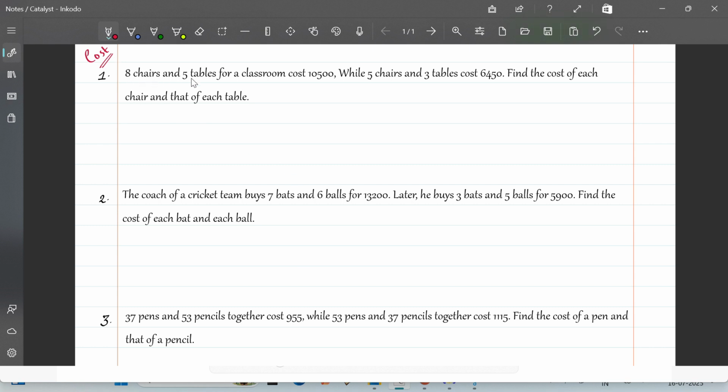8 chairs and 5 tables for a classroom cost 10,500 rupees, while 5 chairs and 3 tables cost 6,450. Find the cost of each chair and that of each table.